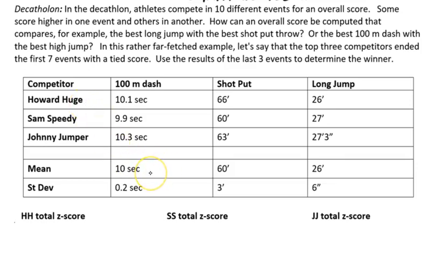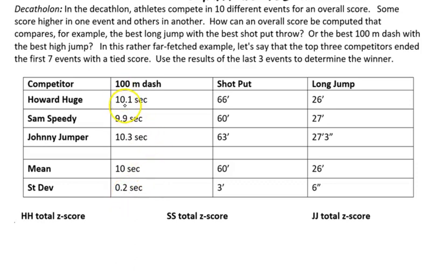So the mean for the 100-meter dash is 10 seconds. Obviously, the less time you take in the 100-meter dash, the better. So we're going to award positive scores to people who score less than 10 seconds and negative scores to people who score more. So it's a little bit different than what we would normally see on a real distribution of data. The mean is 10 and the standard deviation is 0.2.